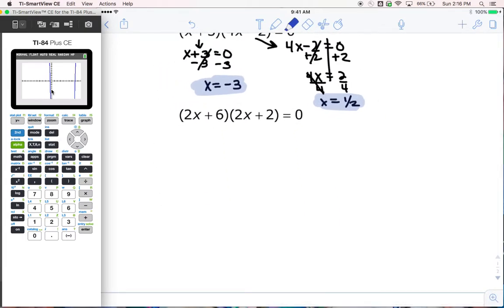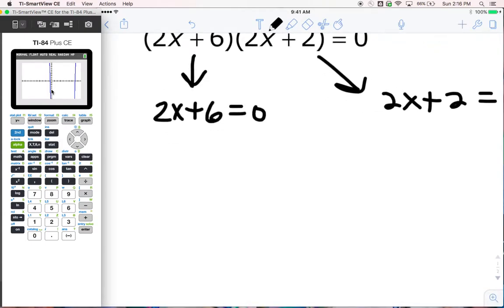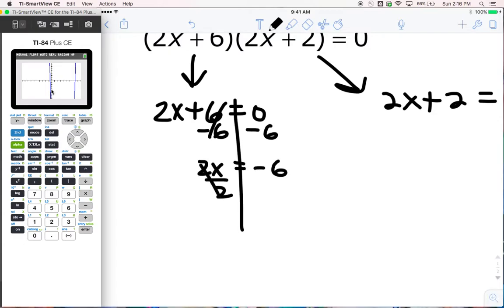Okay, last example. Here we go. We've got 2x plus 6 equal to 0, and we've got 2x plus 2 equal to 0. Two different x's could possibly give me zeros here. So let's figure out what those are. We're going to subtract 6 from both sides and get 2x equals -6. Divide out the 2, and I've got x equals -3.